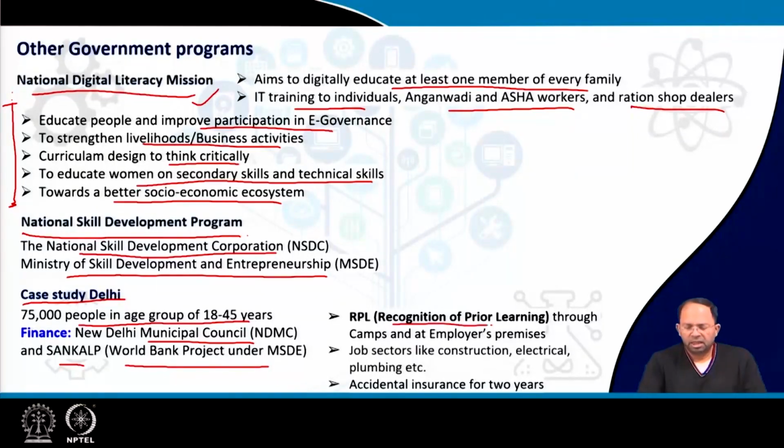Recognition of prior learning, RPL, is conducted through camps, particularly at employers' premises. These are conducted so that these people are trained with the employer and eventually they get a job with those particular employers. Job sectors are like construction, electrical and plumbing. And finally, trainees are also given accidental insurance for 2 years. So this kind of training program is part of the national skill building programs, and these also provide vocational training to the people in the urban areas.